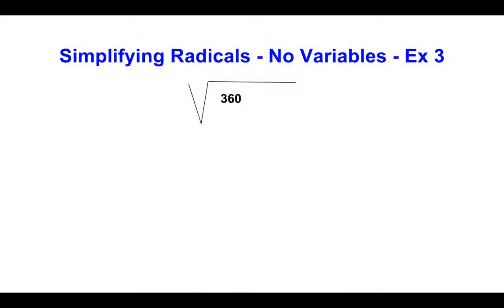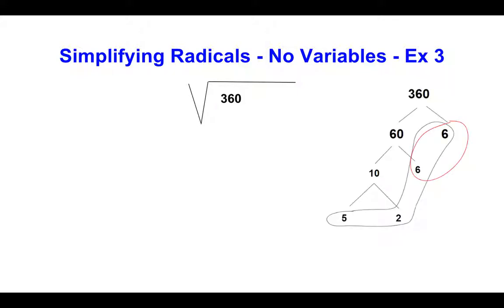Let's look at 360. Now, 360 was one of the numbers we did a factor tree for. And this was the factor tree we did. And remember, we stopped at the 6s because once I get two of the same thing on the board, I stop. So I can convert my 360 underneath the radical sign into 6 times 6 times 5 times 2.